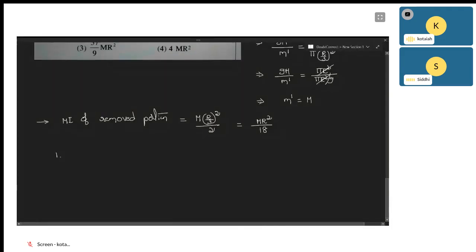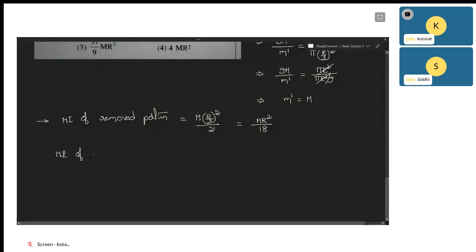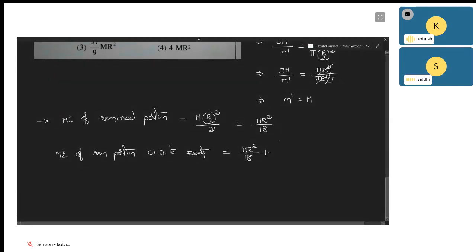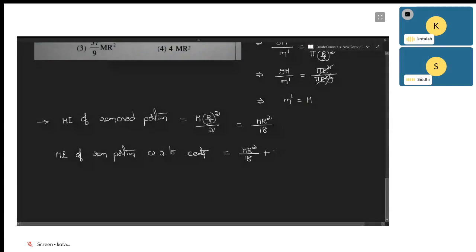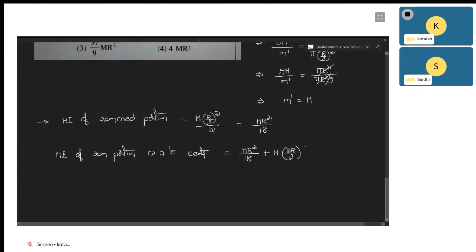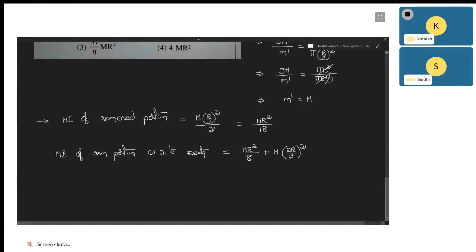the moment of inertia of the removed portion with respect to center is equal to the original moment of inertia plus M d square, right? M into, here d is nothing but 2R by 3. Done? That's it. Okay, fine. This is the moment of inertia of the removed portion with respect to center.